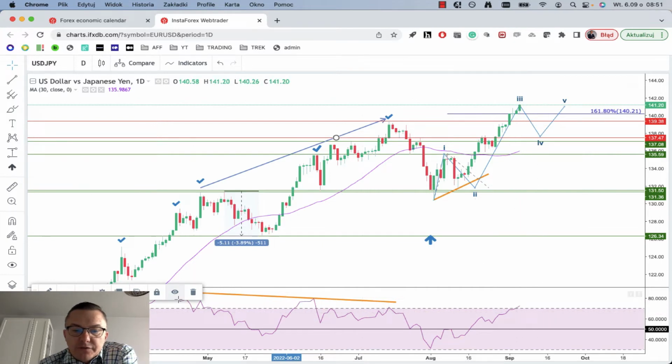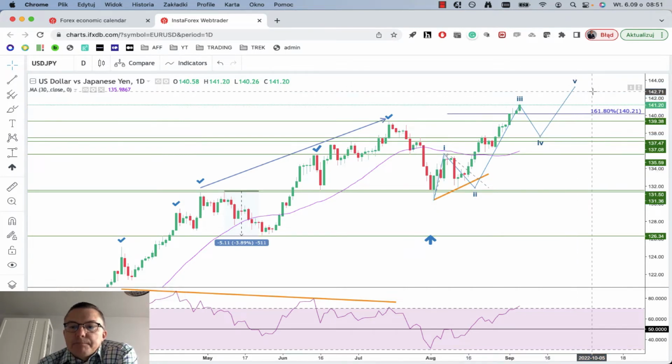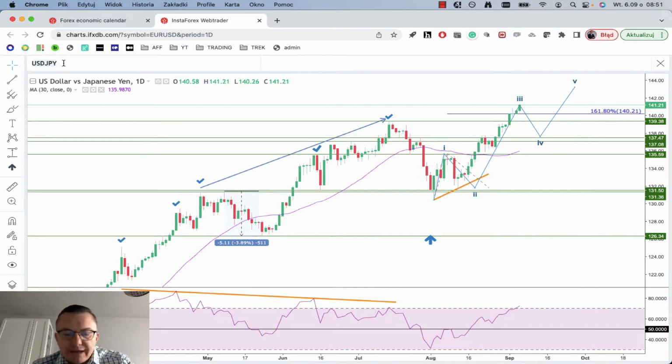Very nice level on the momentum that supports our view of a possible pullback, possible correction in the internal wave 4 coming to the USD/JPY market. So right now, looking good, looking according to the plan, so there is nothing else to say here.